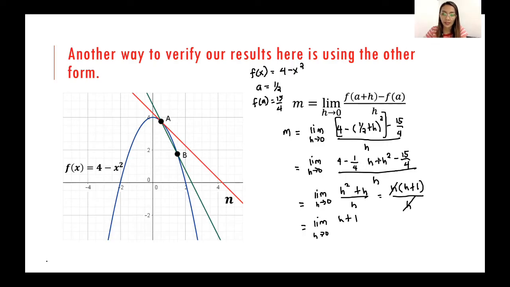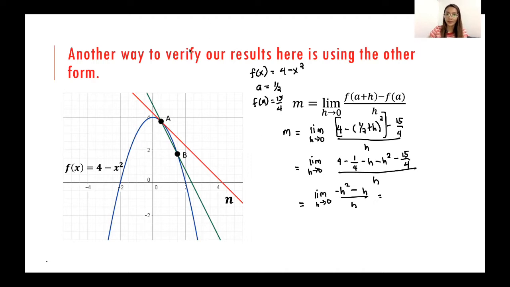So, which means, magbabago yung sign. So, this will become negative. Okay, so 4 minus 1/4, so same lang. So, ang matitira dyan is negative h squared minus h squared. Okay. So, let's erase this.